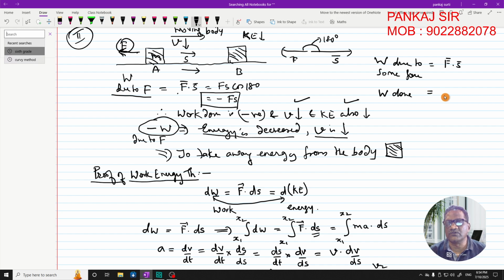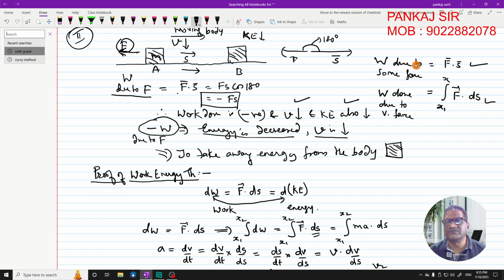In that case, you will have to use the formula integration from x1 to x2 of F dot ds. This is the formula that you are going to use if you want to find out work done due to a variable force, right? So you know that there are a couple of formulas which will help you in finding the work done due to a force. If the force is constant, you are going to use this formula. If the force is variable, you are going to use this formula.